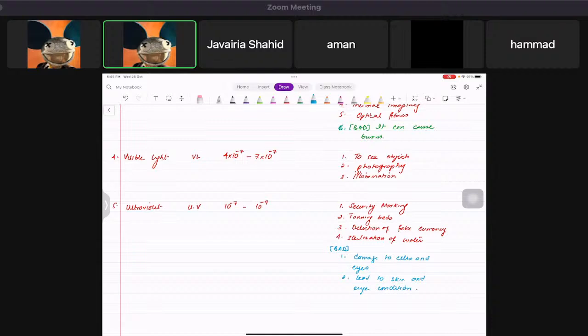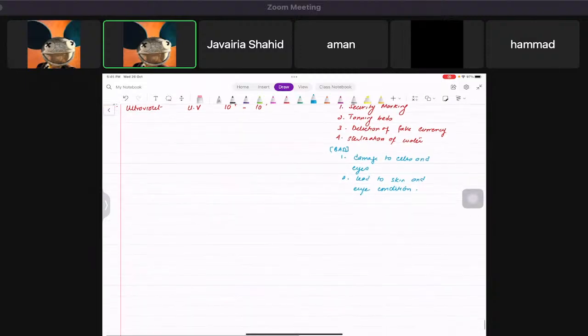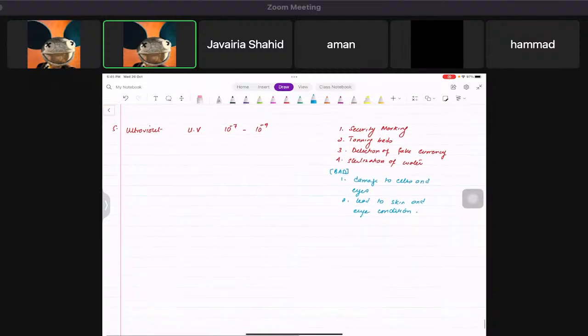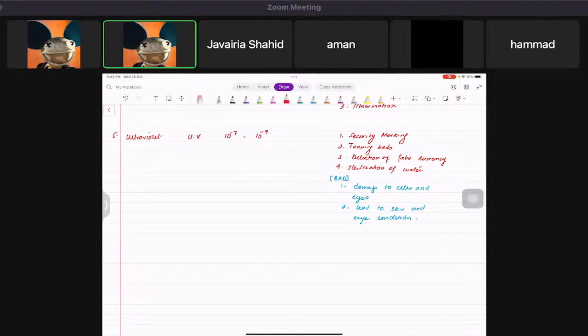Okay. Now, the next two are basically the radioactive ones. So first of all, we have X-rays. X-rays are basically from 10 raised to power minus 9 to 10 raised to minus 12.